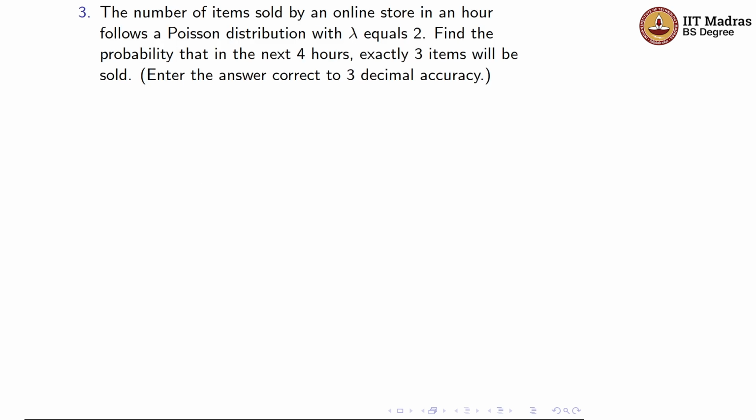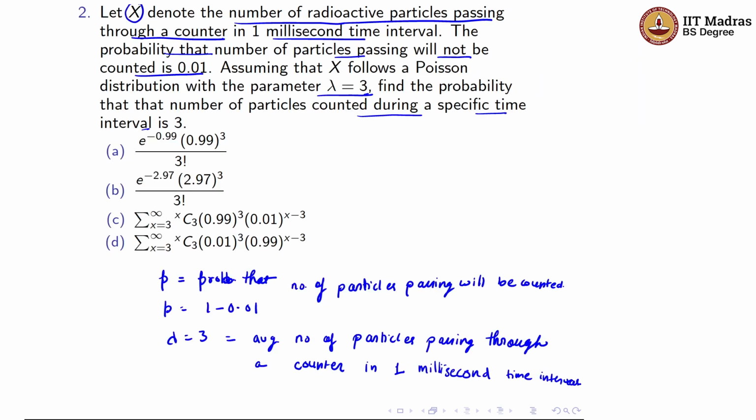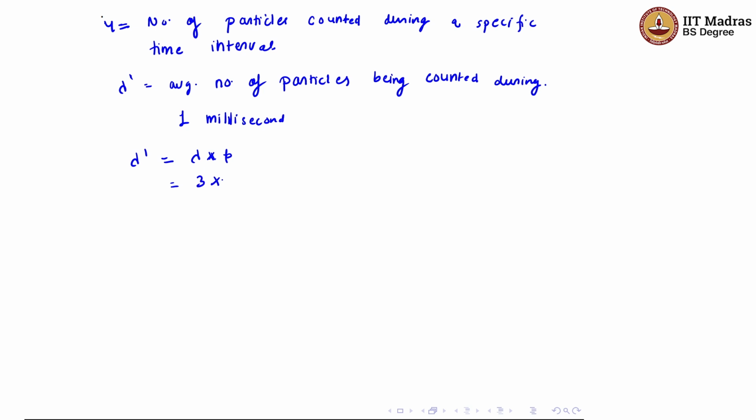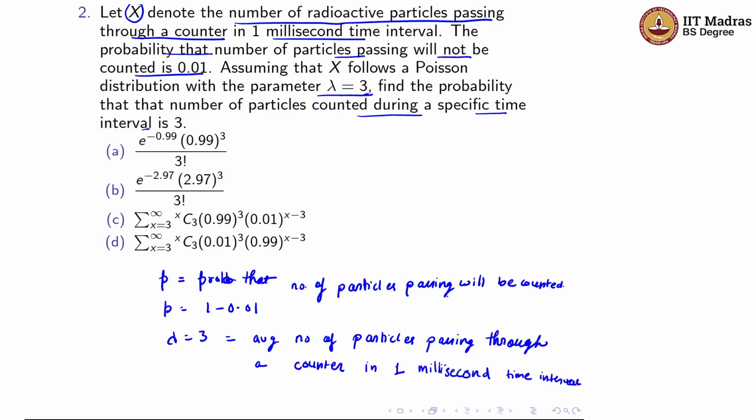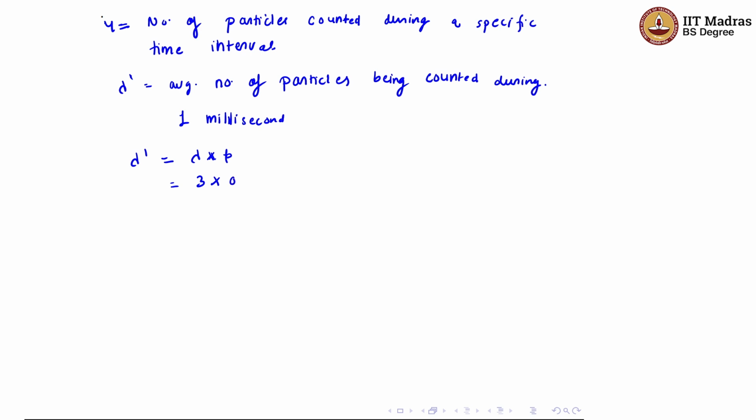So lambda is given as 3 here. Lambda is 3, and probability of success is the probability that the particles are being counted. So p is equal to 0.99 here. So 0.99 proportion of the particles which are passing are being counted. So lambda dash will be 3 multiplied by 0.99, which is equal to 2.97. So lambda dash is representing that 2.97 particles are being counted during a 1 millisecond time interval.